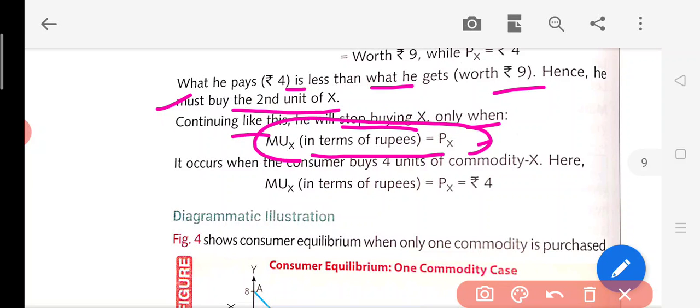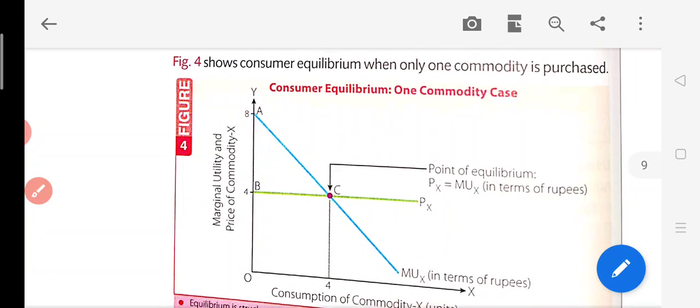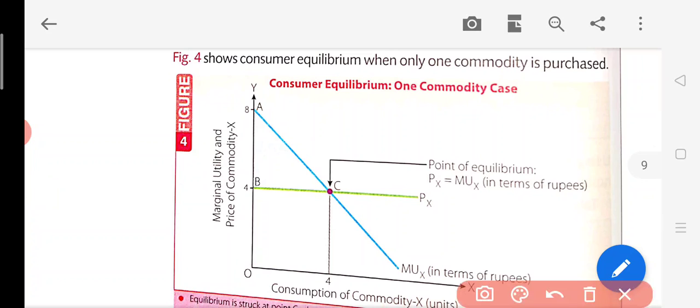So this is what I just explained to you. This is the condition. So remember this condition in the one commodity case. When a consumer is consuming one commodity, this will be the condition for equilibrium. Now let us understand this by the diagram. Now here, consumer equilibrium in the one commodity case.